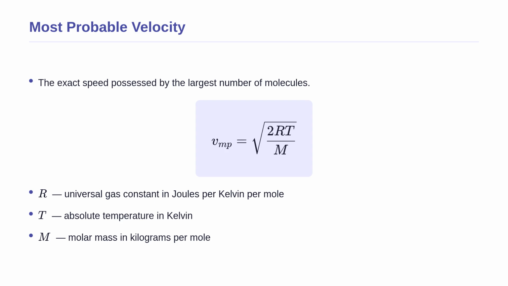R is the universal gas constant, T is the absolute temperature in Kelvin, and M is the molar mass in kilograms per mole. As the temperature increases, the molecules gain energy and this velocity increases. Conversely, heavier gases with a larger molar mass will have a slower most probable velocity, simply because heavier things are harder to move.